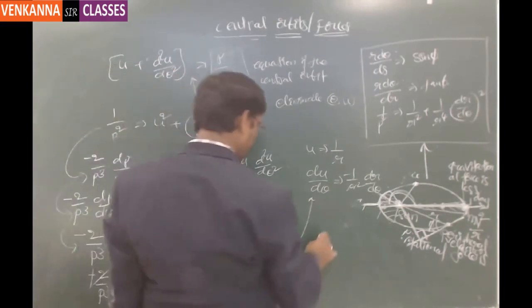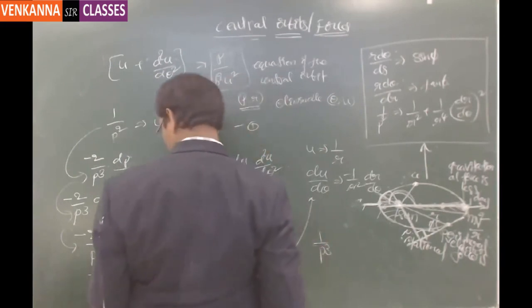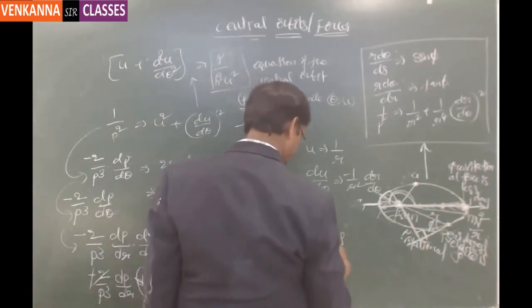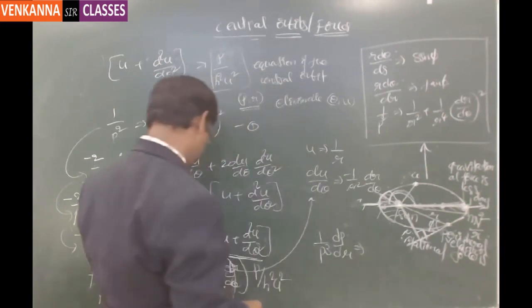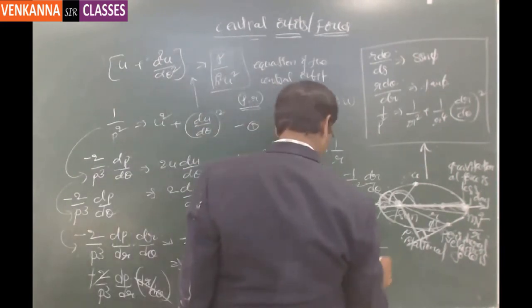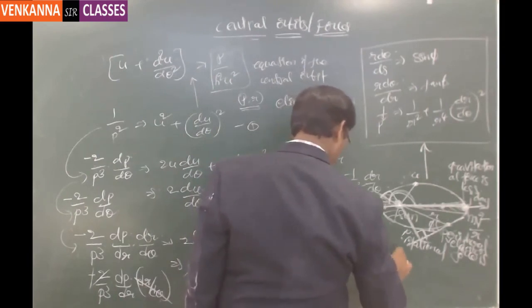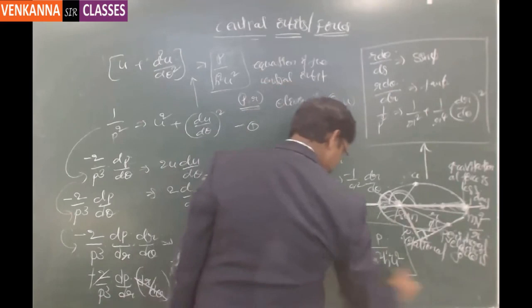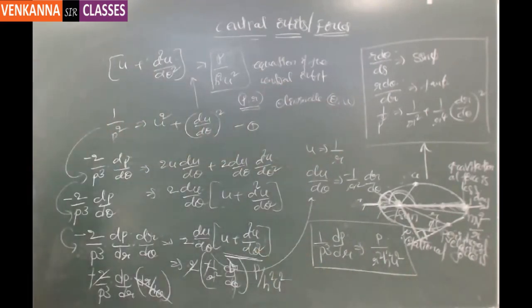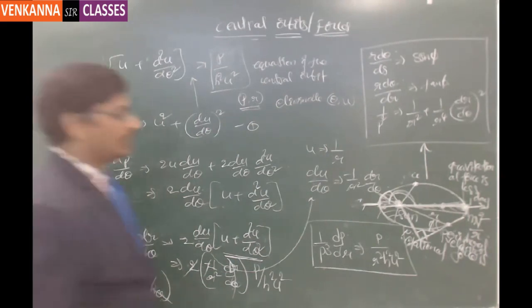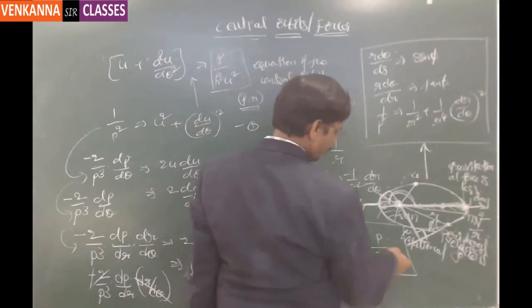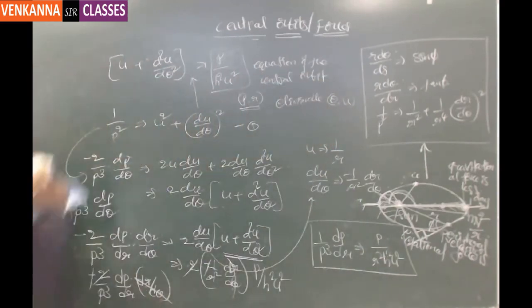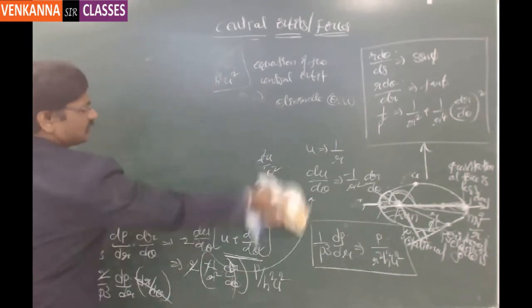So 1 by p cube into dp by dr is equal to 1 by r square h square u square p by. So this is the equation. That u square you can eliminate. Yeah, first you note down this. I am going to erase it and then simplify it one more step.